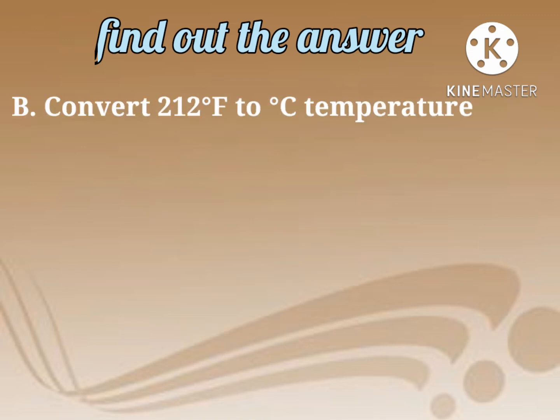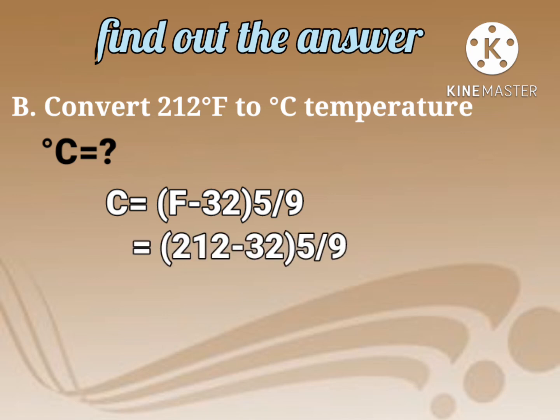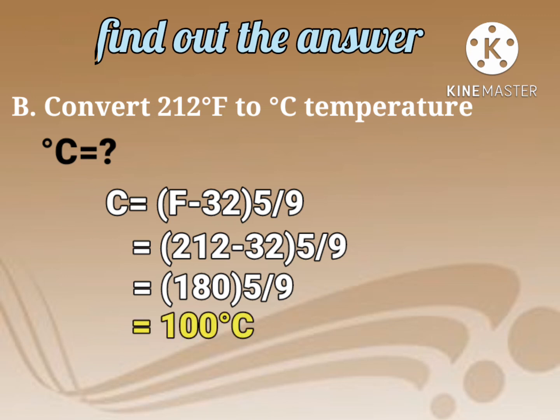The problem in letter B is to convert 212 degrees Fahrenheit to degrees Celsius. We have the given of 212 degrees Fahrenheit. Since we are looking for degrees Celsius, we use the formula C is equal to the quantity F minus 32, times 5 divided by 9. Substitute the given: 212 minus 32 times 5 divided by 9. 212 minus 32 is equal to 180, times 5 divided by 9, is equal to 100. So now we have 100 degrees Celsius.